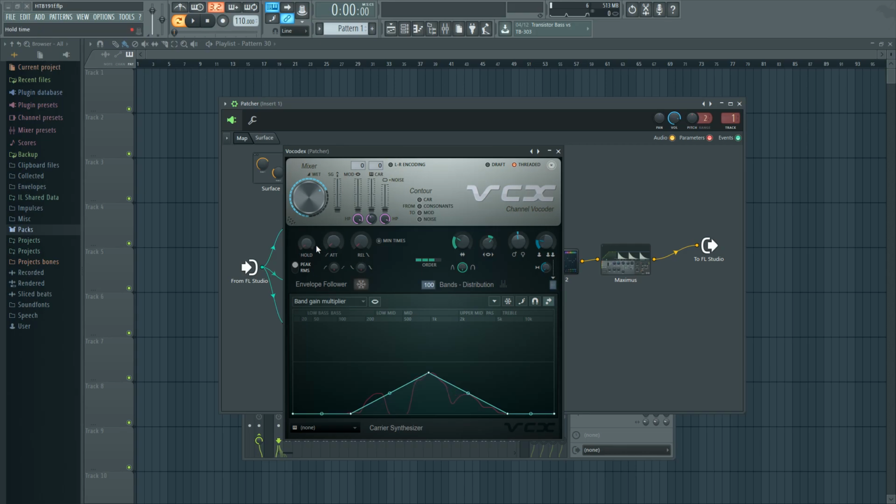Much like the other guy, we have very low envelope values, and that metallic ring we're hearing is more or less from that. Because if I were to just turn them up even a little bit, you can see how it goes away. And that's why it's really accentuated.